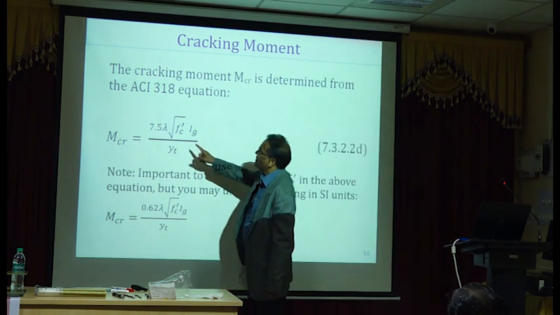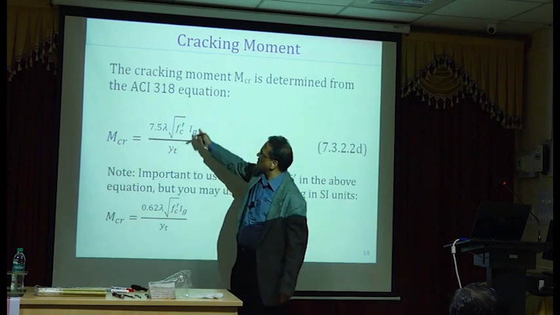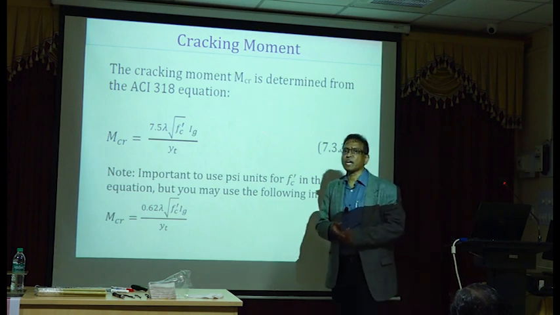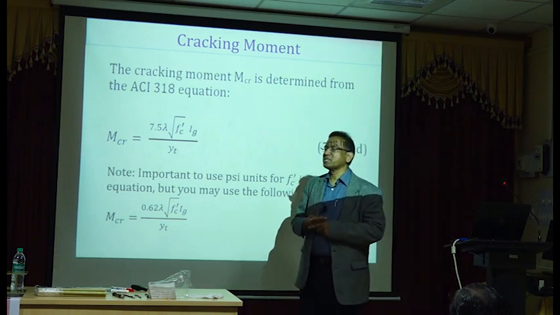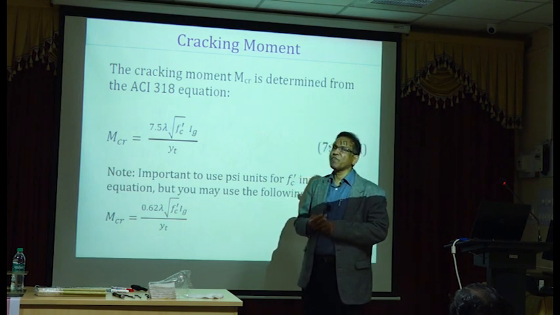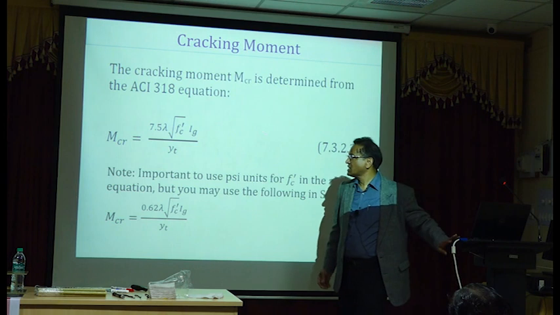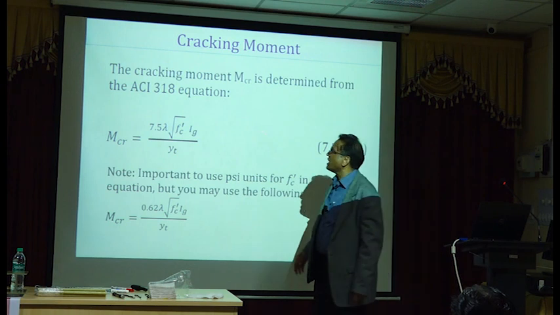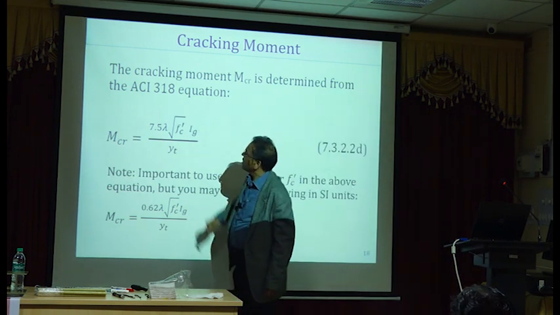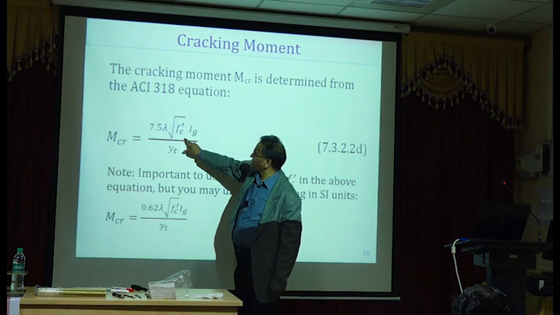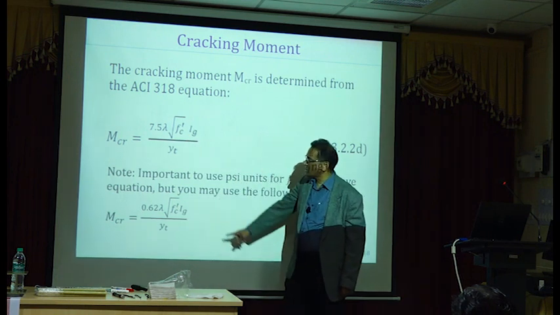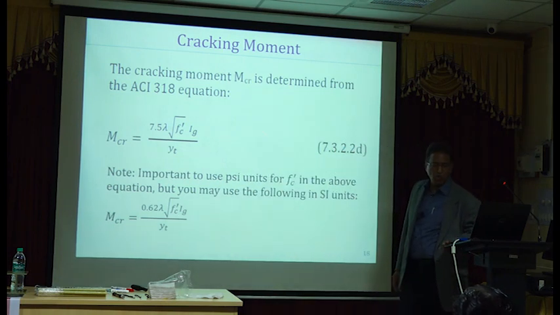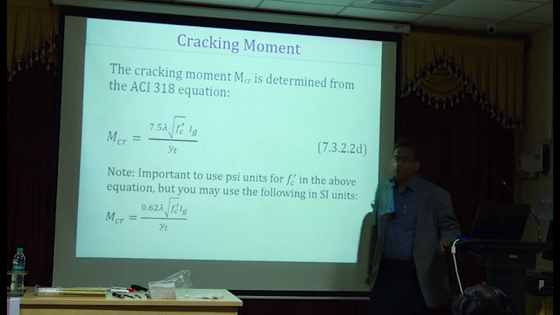So f_r is 7.5 lambda square root of f'_c. There is a lambda here, based on the type of concrete. If you have lightweight concrete, it's 0.7 or 0.75. For normal weight concrete, lambda equals 1, so if you are designing normal weight concrete, you can forget about lambda. This is in psi units. The corresponding SI units equation is right here, 0.62 times lambda times square root of f'_c, times I_g over y_t. So that's your M_cr.